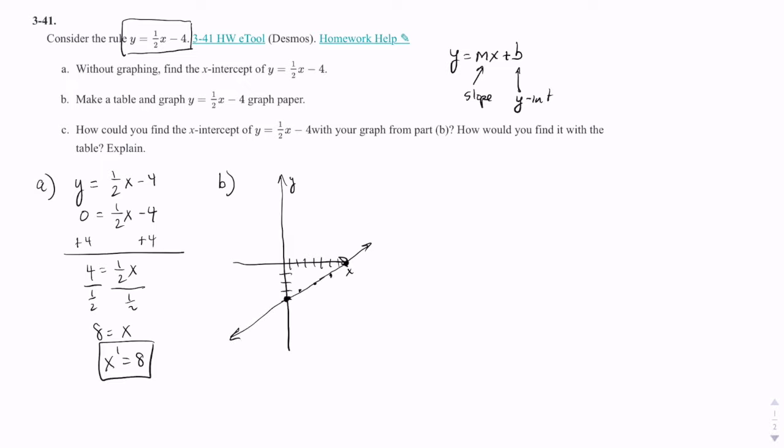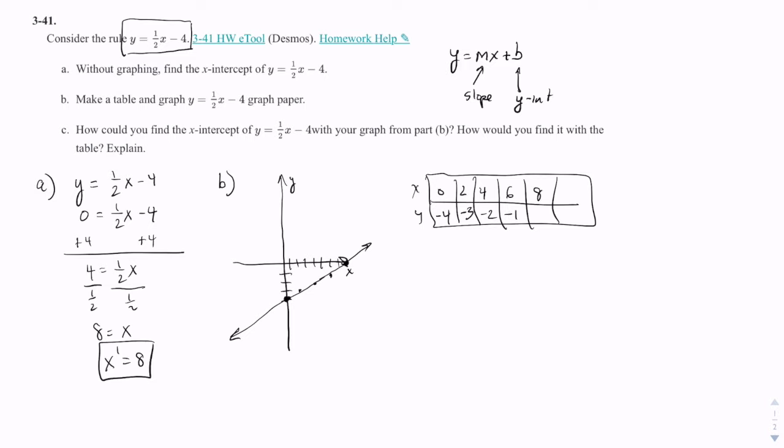And let's, just for fun, make a table of values, right? x, y. If I put a 0 in for x, I get -4 for y. If I put a 2 in for x, let's go by 2s, it makes it nicer, 2 times 1/2 is 1, minus 4 is -3. If I put a 4 in for x, 4 times 1/2 is 2, minus 4 is -2. If I put a 6 in for x, that's 3 minus 4, -1.